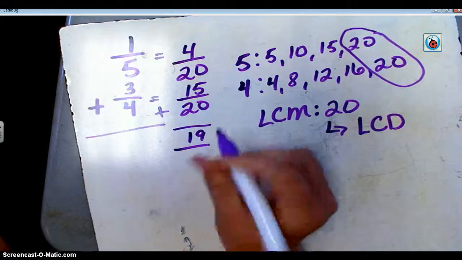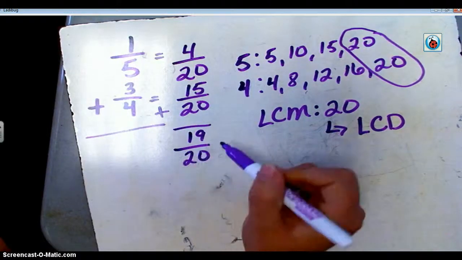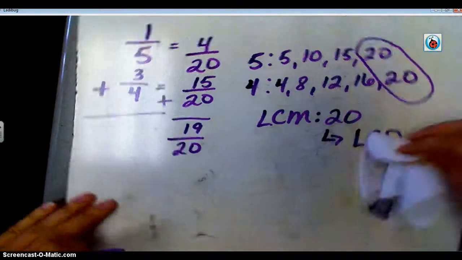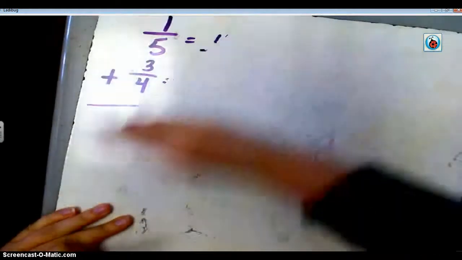What's my denominator? 20. Can we reduce this? No. If we're not sure, guys, let's not shout out. I don't want just random answers. I want it if you really know. No, you can't. Okay, you can't reduce 19/20ths.